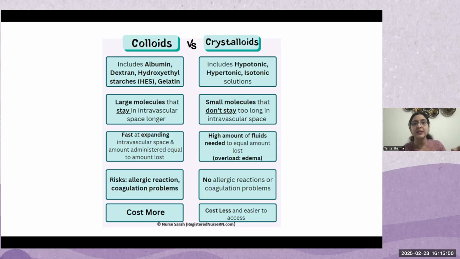So we need to increase the amount of crystalloids, and because of this the person might have volume overload or edema. There are various risks associated with the colloids. That is, the person might have allergic reactions or coagulation problems, but usually the crystalloids are safer and don't have many complications. Colloids are costlier as compared to the crystalloids, and because of these differences, we always prefer crystalloids, and then in some cases we also go for the colloid solution.